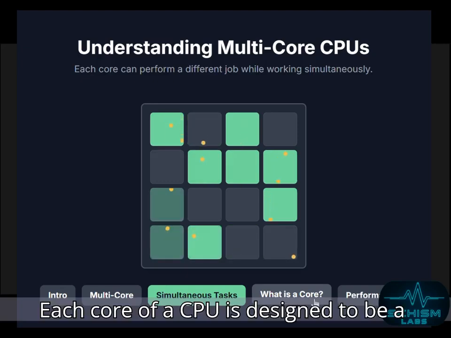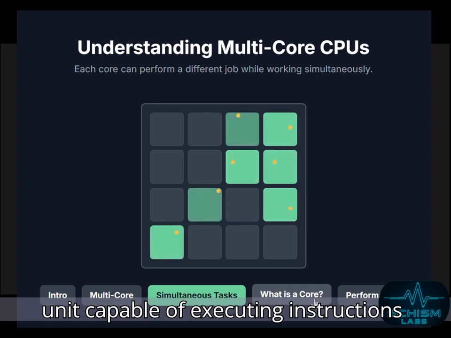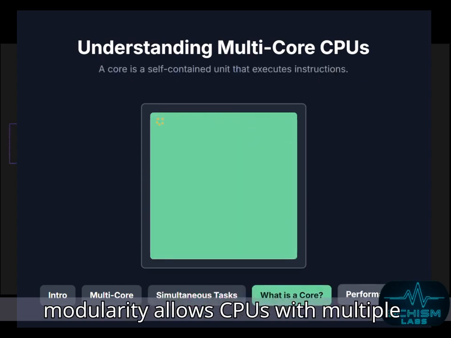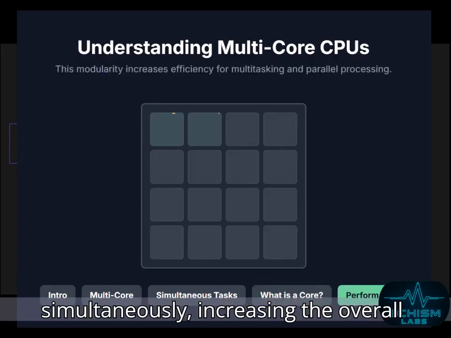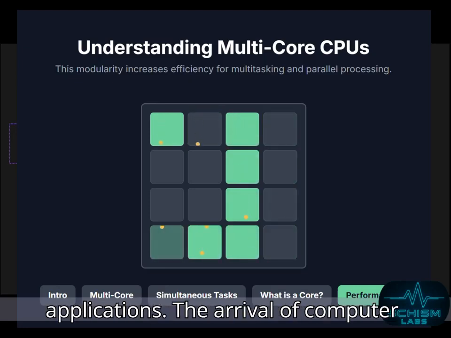Each core of a CPU is designed to be a self-contained, independent processing unit capable of executing instructions independently from other cores. This modularity allows CPUs with multiple cores to handle more tasks simultaneously, increasing the overall efficiency and performance for multitasking and parallel processing applications.